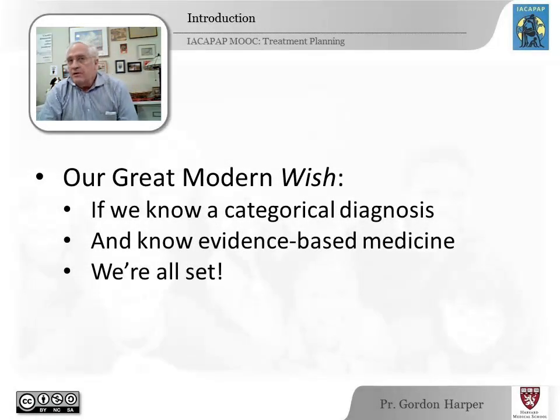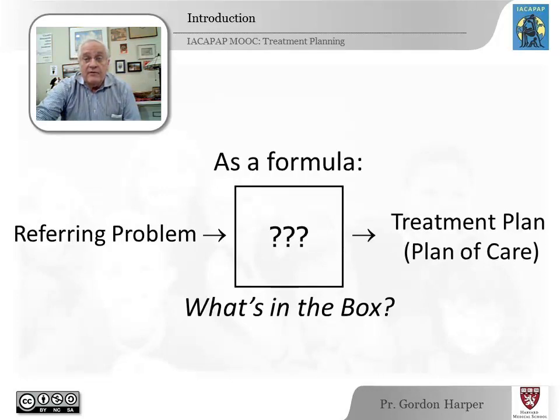Now, there's a great tendency in our contemporary world to believe that if we just know a categorical diagnosis, that is the kind of diagnosis we have in ICD and in DSM, and we know about evidence-based medicine, we're all set. This slide represents this idea as a formula. The referring problem somehow produces a treatment plan or a plan of care. But what's in that box?